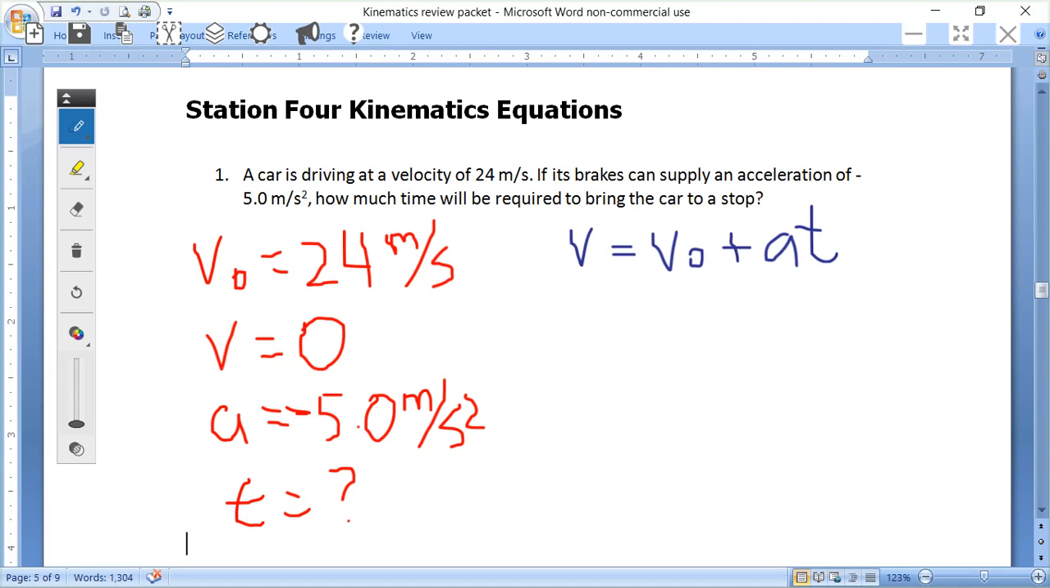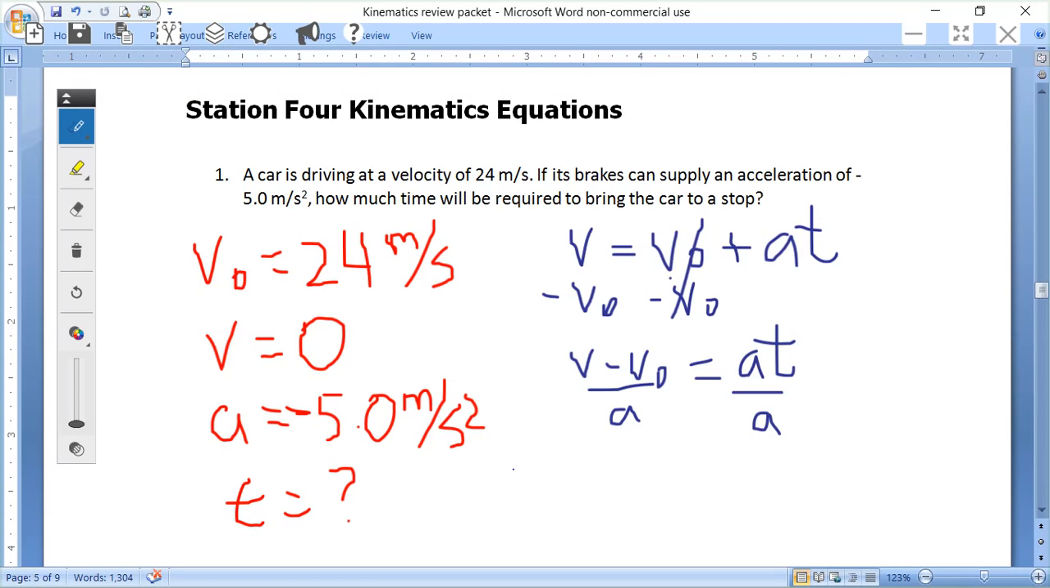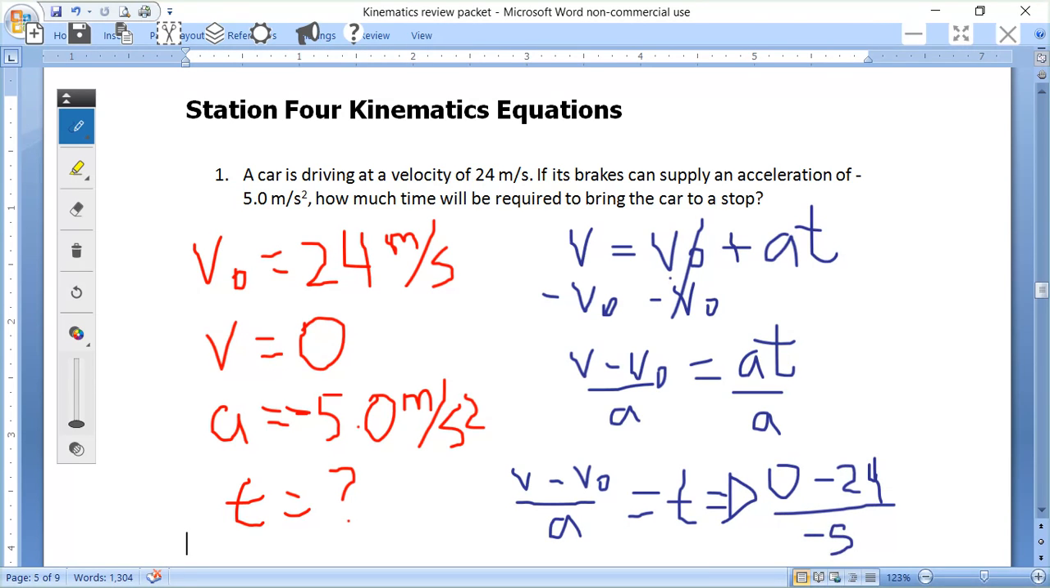And so in order to solve this for t, I would subtract v0 from both sides, like I'm doing right now. This cancels out here. I'm left with v minus v0 is equal to at. I divide both sides by a, and now I'm left with (v minus v0) over a is equal to t. Plugging in my numbers, it's 0 minus 24 over minus 5. This works out to be 4.8 seconds.